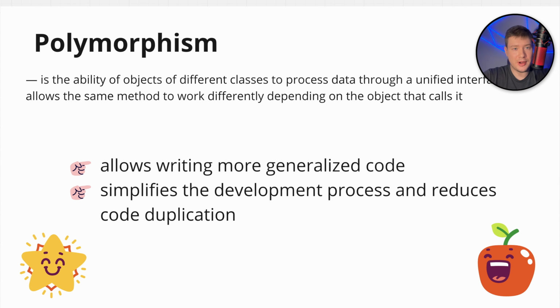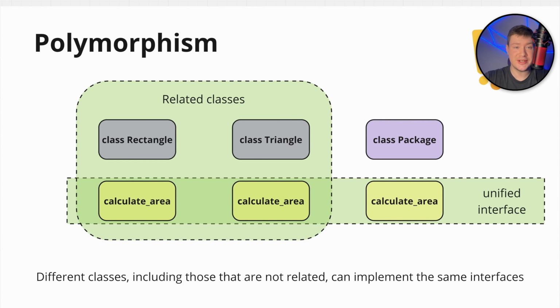Number 3, polymorphism. This is the ability of objects of different classes to process data through a unified interface. It allows the same method to work differently depending on the object that calls it. And why do we need polymorphism? Because it allows us to write more generalized code, simplifies the development process, and reduces code duplication. The same as inheritance in that way. Let's have a look at the diagram.